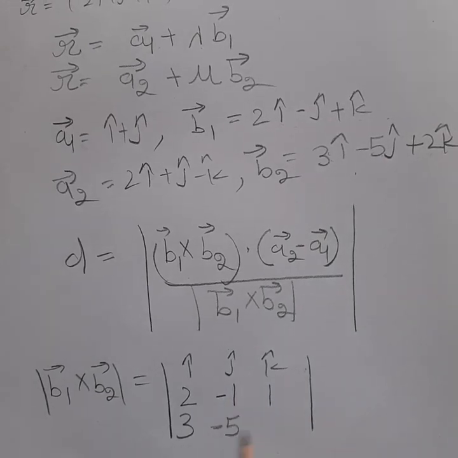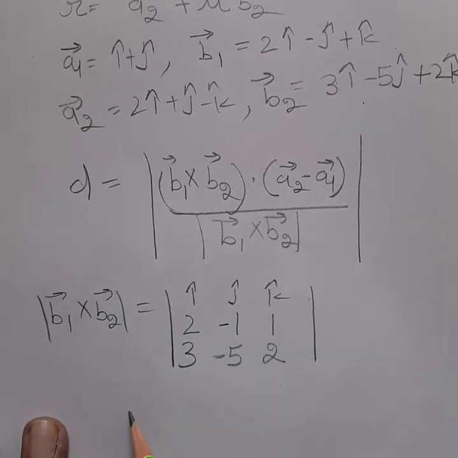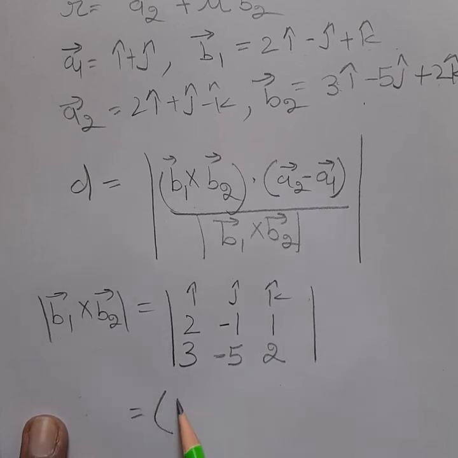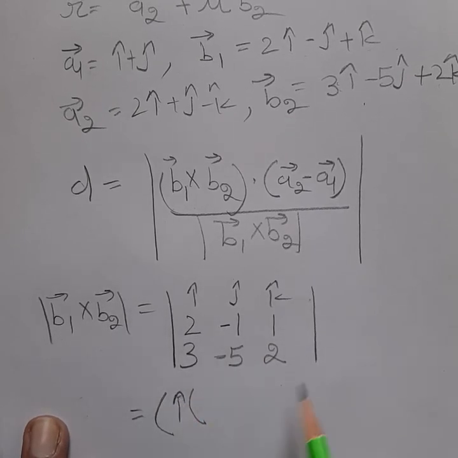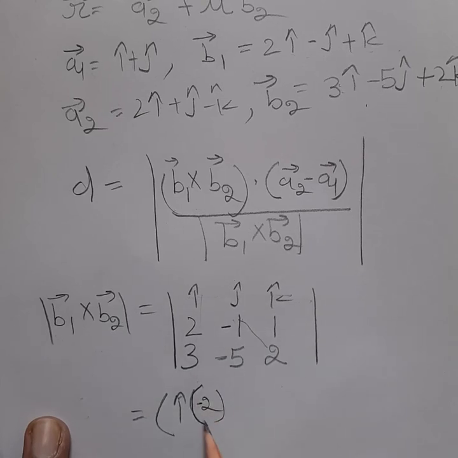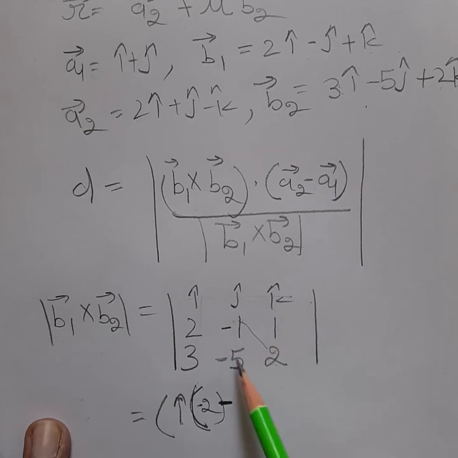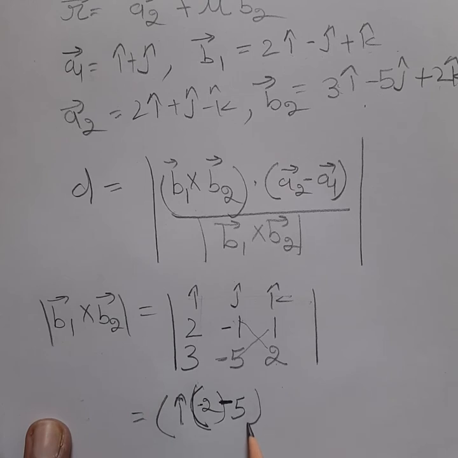Okay, now you can write it. Now you have to find the determinant of this equation. First of all, we write here i, and you can take the determinant. You can leave this row and column and multiply minus 1 by 2, then you get minus 2. Then you can write the sign of minus and multiply 5 by 1, then you get minus 5.